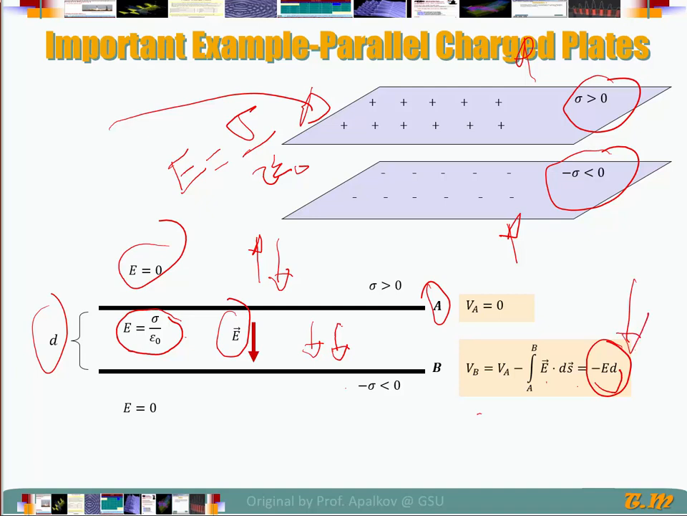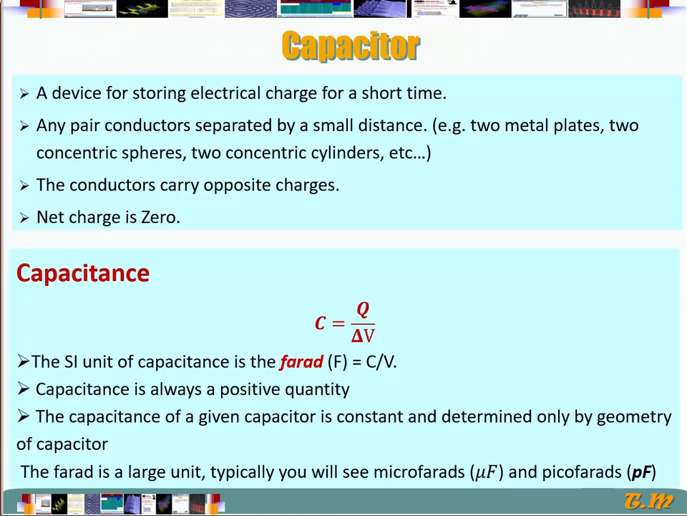Now, whenever we have two parallel plates like that, with one charged positively and one charged negatively, that's what we call a capacitor, which is a device for storing an electrical charge for a short amount of time. The definition is like what we just saw.